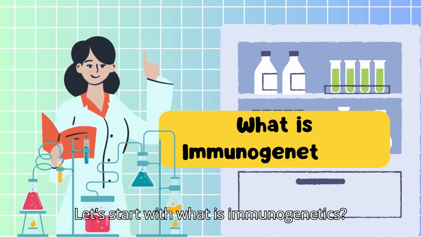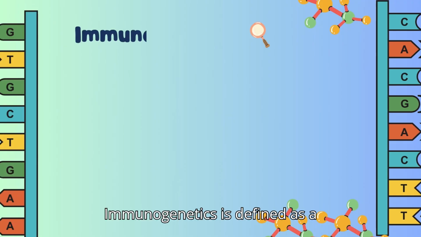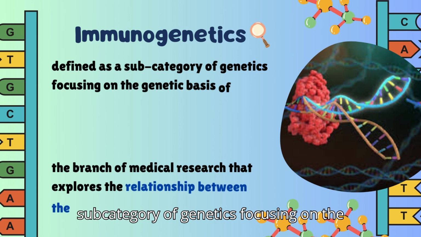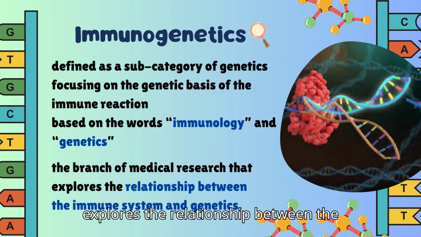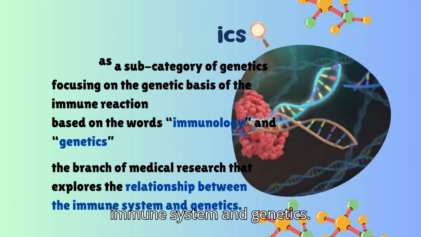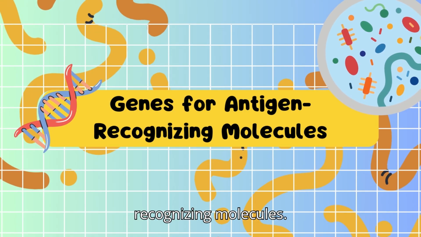Let's start with, what is immunogenetics? Immunogenetics is defined as a subcategory of genetics, focusing on the genetic basis of the immune reaction. It explores the relationship between the immune system and genetics. Next is about genes for antigen-recognizing molecules.